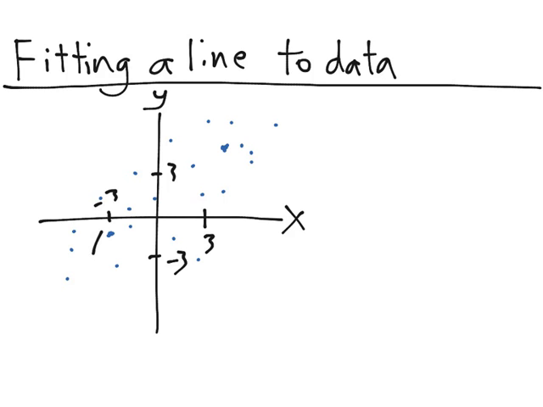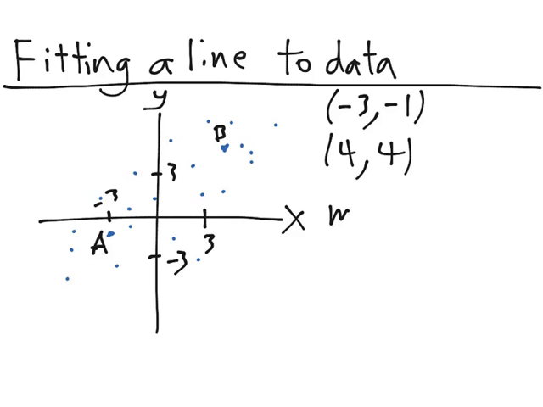First point, let's call it A, is at about -3, -1, and the second point, let's call it B, is about 4, 4. Now, we learned before how to take these 2 points and make a line out of it. So the first step is to find the slope.